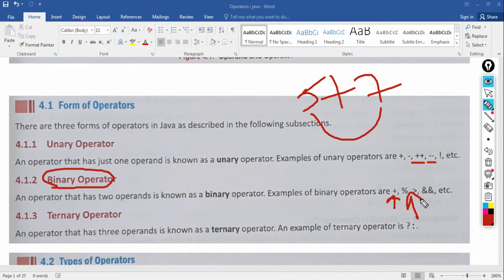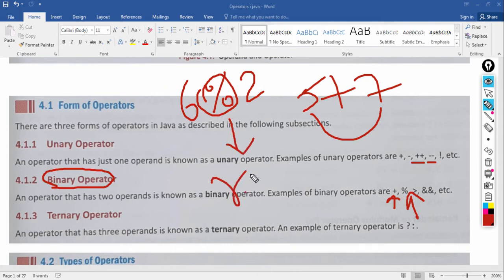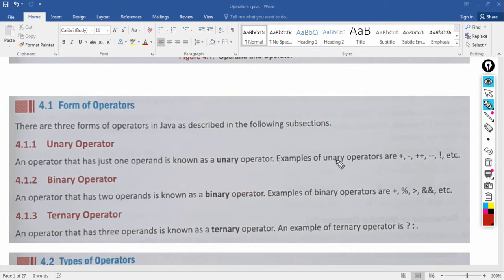The percentage symbol is the remainder operator, also known as modulus. If I write 6 modulus 2, this modulus operator gives you the remainder. So the remainder in this case will be 0. The remainder operator also requires 2 operands. Similarly, we have the logical AND. All these operators are binary operators.